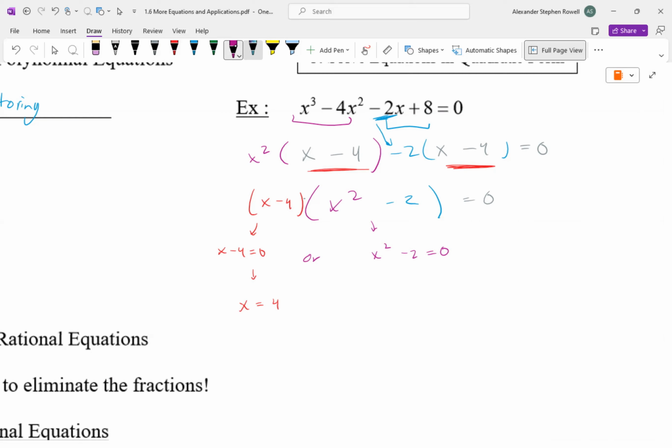And from the quadratic equation side, how do you solve this? Or what's the fastest way to solve it? The square root property. Add 2 to both sides and square root both sides. And what's the mistake I made? Very good, plus or minus. So our answers, we got how many? Negative root 2, positive root 2, and positive 4.